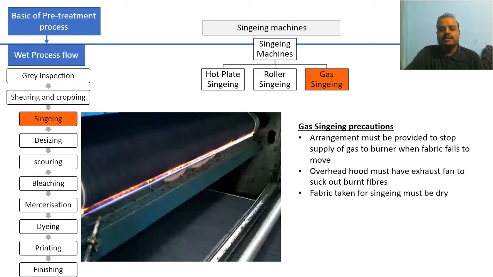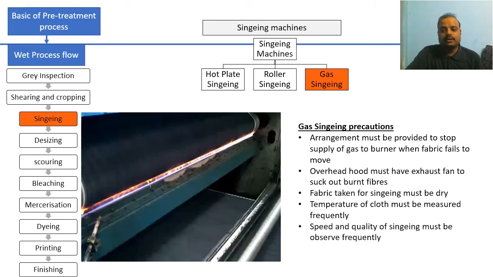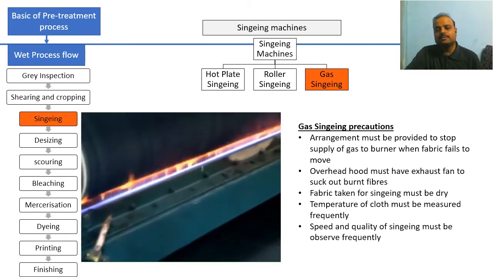Fabric taken for singeing must be dry. It should not be wet. This precaution has to be taken. Otherwise, there would not be correct singeing, as the flame is used to evaporate the water present in the fabric rather than burning the hairiness. The temperature of the cloth must be measured frequently, right? So there should not be an undue rise in the temperature. So it has to be strictly monitored. Speed and quality of this singeing machine can be observed frequently. These are the certain precautions.